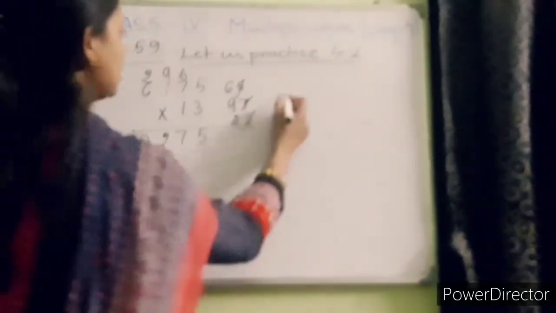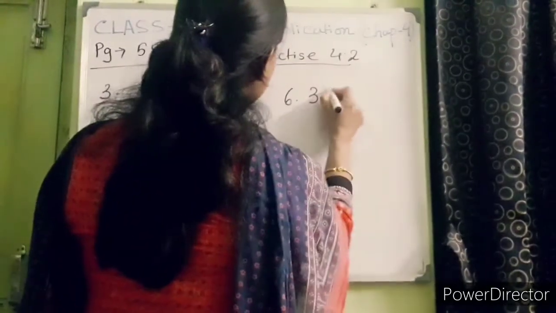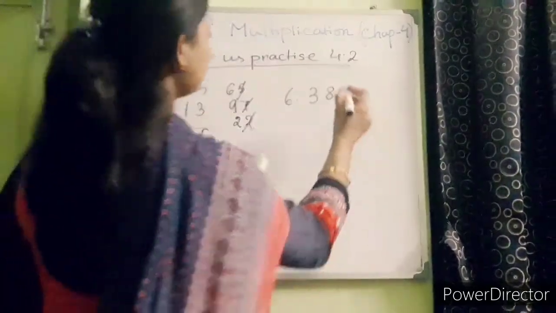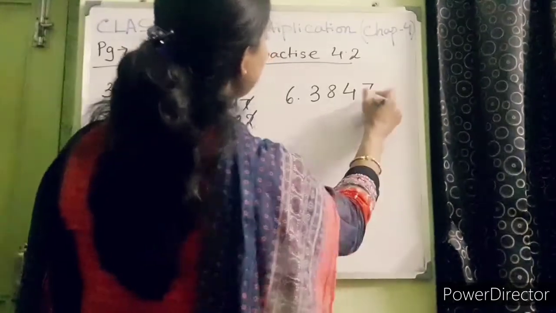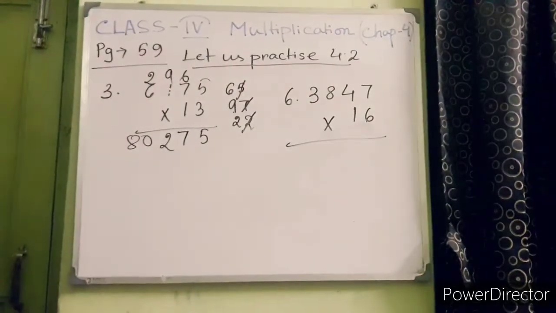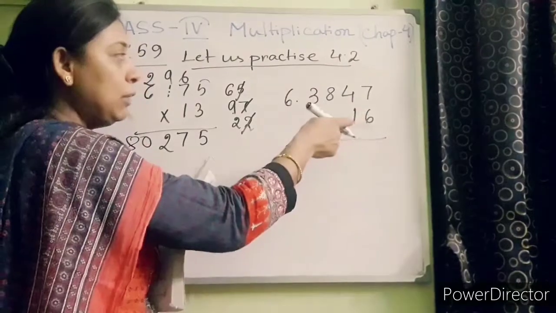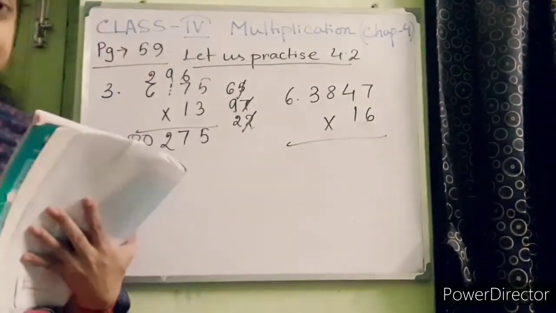Table of 14 and 15, I think you can easily do. Now number 6. 3847 multiplied with 16. For solving this multiplication, you have to use the table of 16.